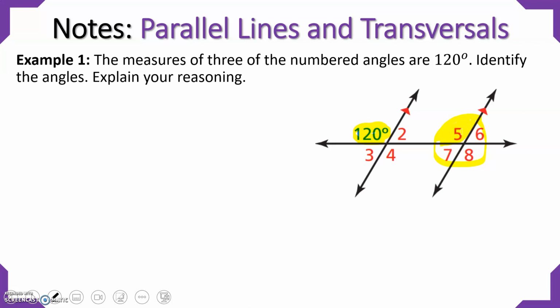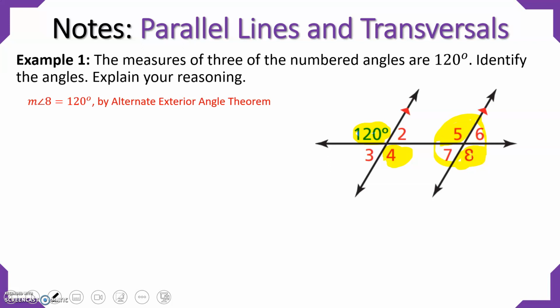Now, our theorems also say that alternate interior angles are congruent. So we know 5 is alternate interior to angle 4. So angle 4 is also 120 degrees. And lastly, we know that alternate exterior angles are congruent. And we know that 120 degrees and angle 8 are alternate exterior. So angle 8 is 120 degrees.